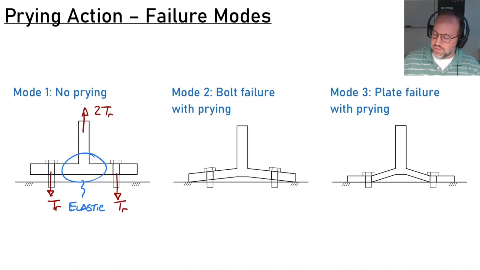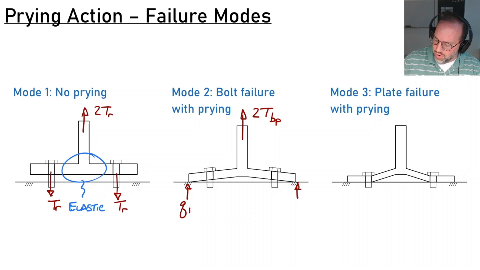In the second case, we're going to look at bolt failure, and now I'm going to have prying. So if I have a force here, we're going to call this force 2T BP. So BP is going to stand for bolt prying in this case. And I am going to develop a prying force here of QR and QR. But now my force in the bolts is going to be the capacity of the bolt, T sub C.